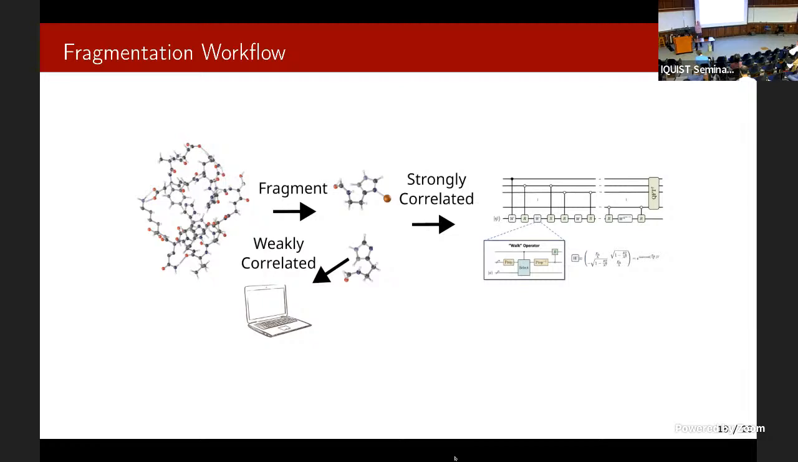Some of those, we believe they're strongly correlated, which means hard for classical computers to solve. We might send those to that same kind of quantum phase estimation, the qubitized walk operator algorithm, the qubitized quantum phase estimation, to solve. But some of them might just be easy because they're just a bunch of carbons and things. So we generally don't think we need big, expensive quantum computers to solve weakly correlated systems, so you can just send that to your laptop.